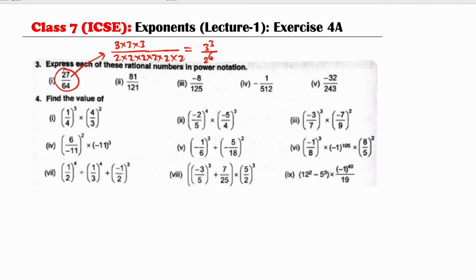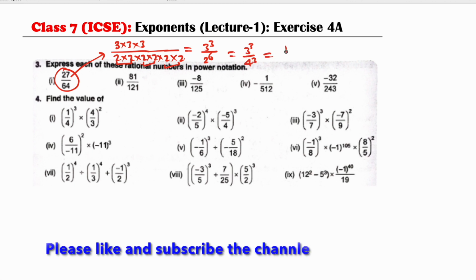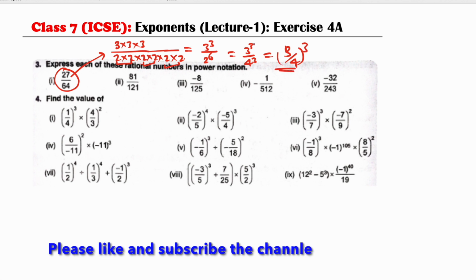But the power is not the same. So here we take pairs of 2, 2, 2. So this became 3 to the power 3 and 4 to the power 3. Now this is merged: 3 by 4 to the power 3. Since powers are same, the base is merged.